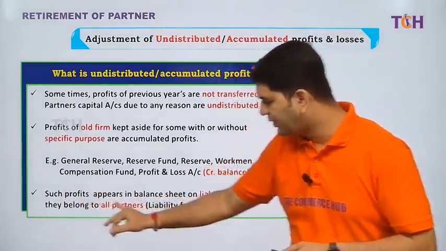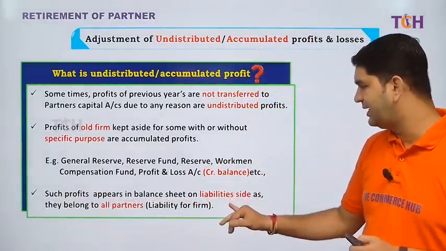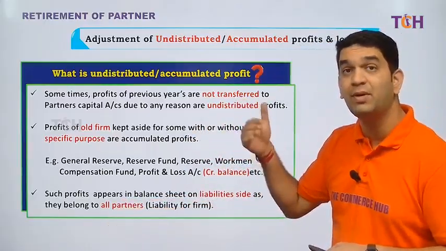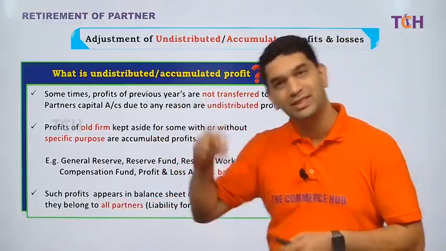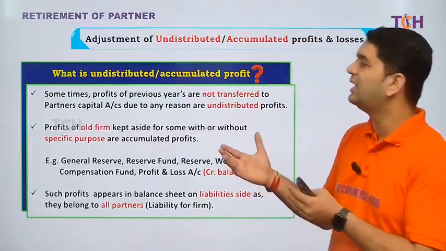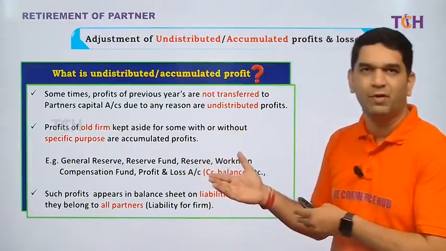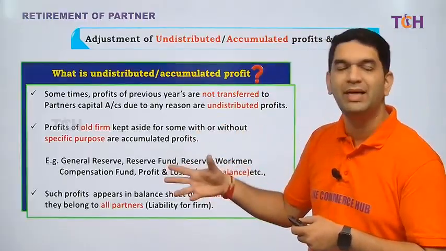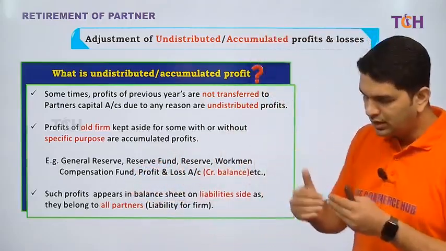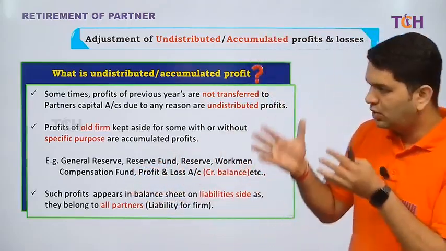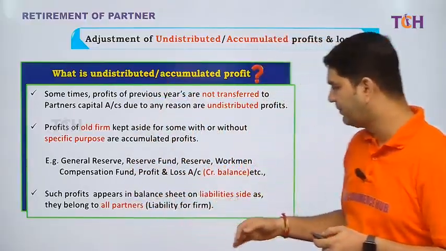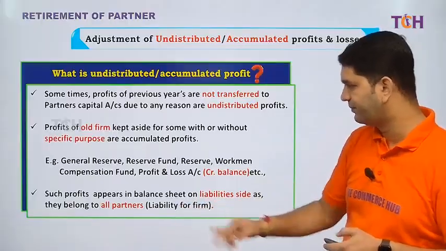Such profits appear in the balance sheet on the liability side as they belong to all partners. These are amounts which are kept aside out of profit. So these are the profits, and profits are of partners. That is the reason we keep them on the liability side. Also, if we are creating any reserve for a specific purpose, we know the amount is payable for that purpose. So all the reserves, funds and profits we record on the liability side, as liabilities for the firm.